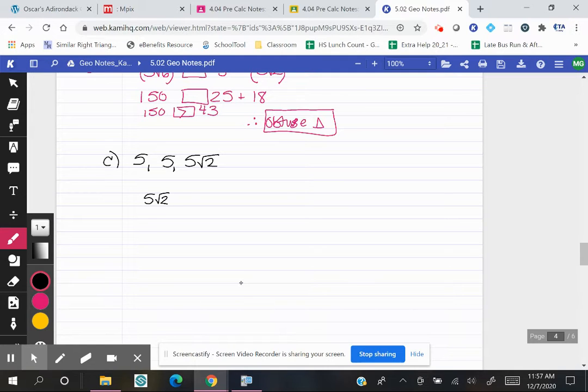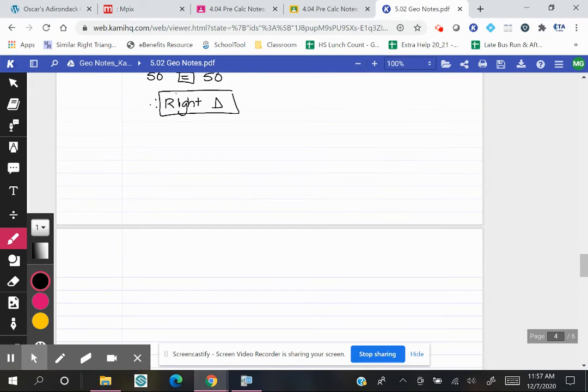All right, again, double check your paper that you have parentheses around your 5 rad 2. When you square that, you'd have 25 times 2, which is 50. And 25 plus 25, you should have also gotten 50. So this one, 50 equals 50. Therefore, it satisfies the Pythagorean theorem, which means we have ourselves a right triangle.